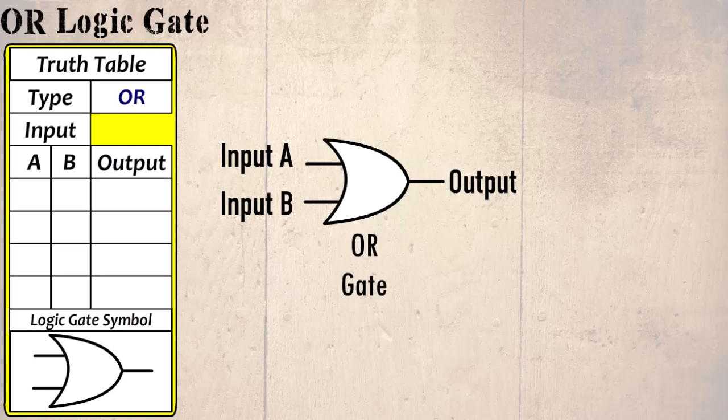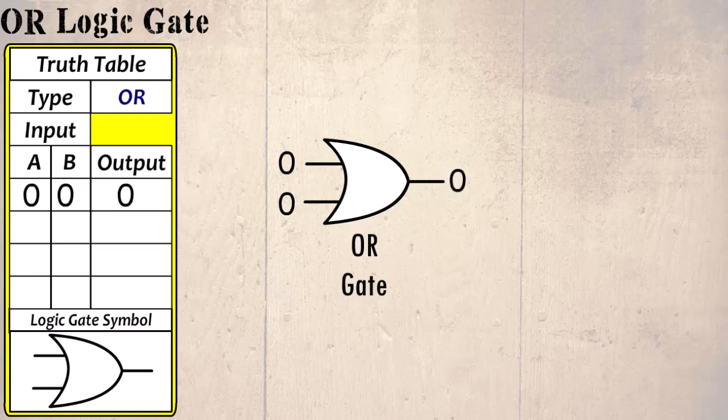It states that when the input is 0 and 0, the output is 0. When the input is 1 and 0, then the output is 1. And when the input is 0 and 1, the output is also 1. Finally, when both inputs are 1, the output is 1.